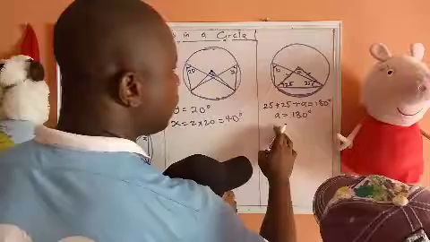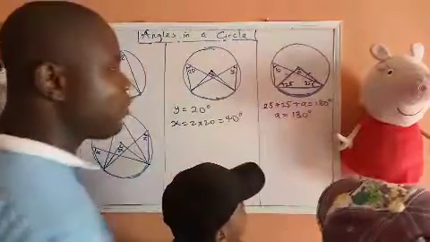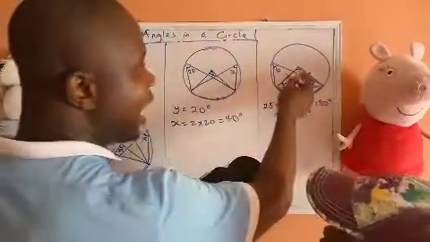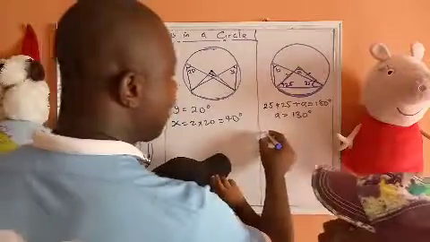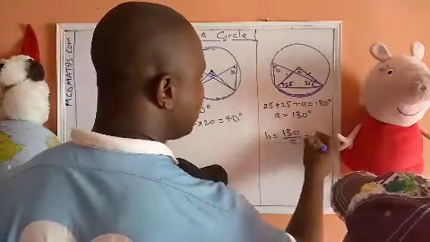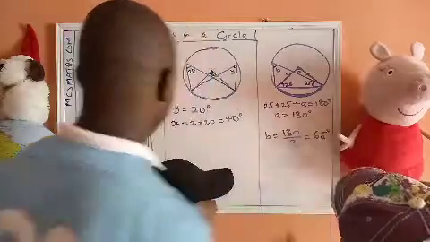Now, since A is 130 degrees, the question is, how do we find B? B should be half of A because A is 2 times B. So B will be 130 over 2, half of it, which is going to be 65 degrees.